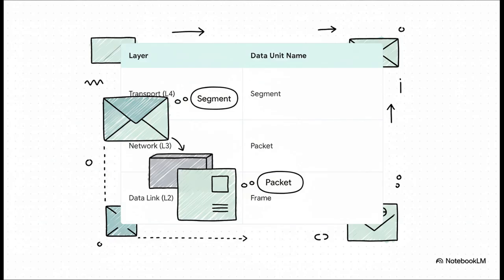Now here's a kind of funny thing. As our data gets wrapped in all these different envelopes, its name actually changes. At the transport layer, we call it a segment. Once the network layer adds its info, it becomes a packet. And finally, at the data link layer, we call it a frame. It's still the same data inside, it just gets a different name at each step of the packaging process.